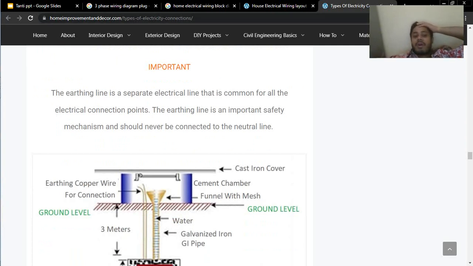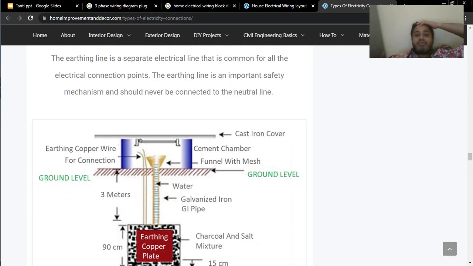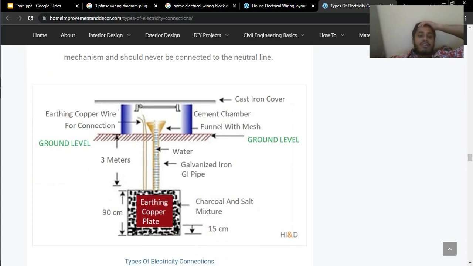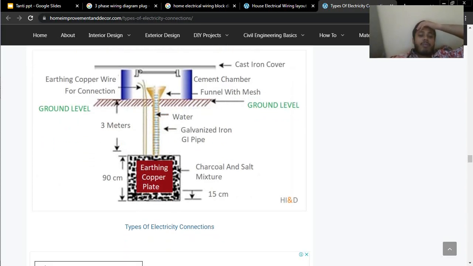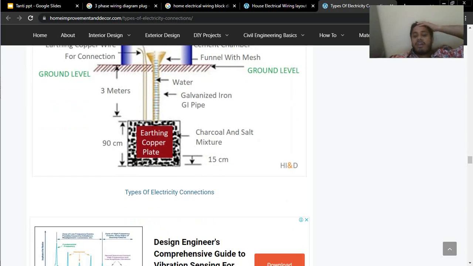The earth line is a separate electrical line that is common for all the electrical connection points. The earth line is an important safety mechanism and should never be connected to the neutral line. Don't connect it with the neutral. So the earthing copper wire is there for connections, and this is our ground, and here you see the copper plate with the charcoal and salt mixture at approximately 15 centimeter depth.